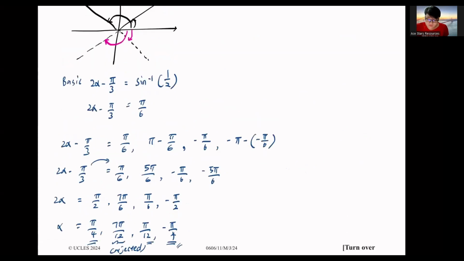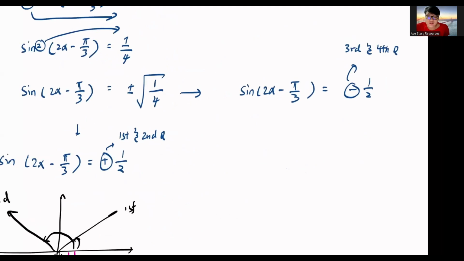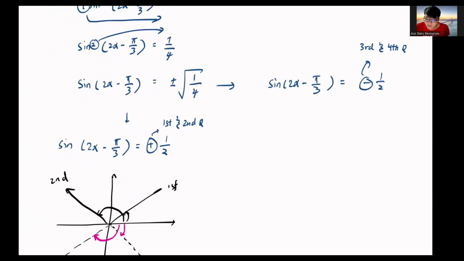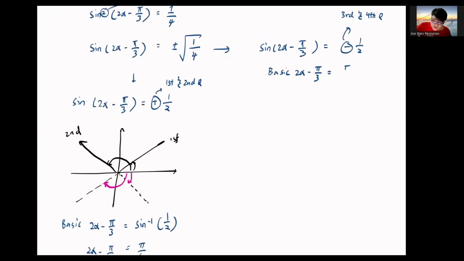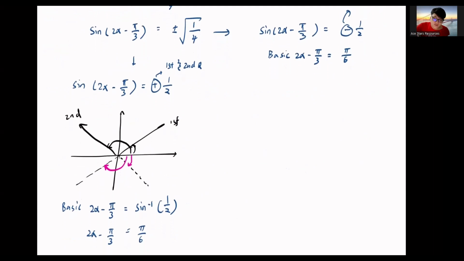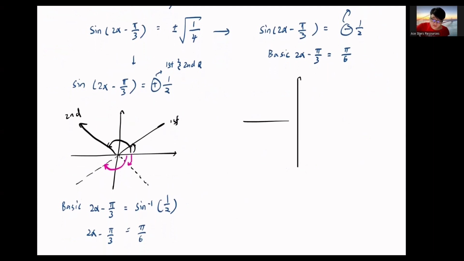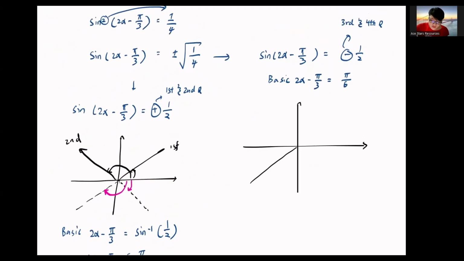But is that all? Of course not. We're gonna do the same for the third and fourth quadrant as well. So again, the basic is not gonna change. The basic 2 alpha minus pi over 3, it's gonna be pi over 6, right? Pi over 6. But this time around, we're gonna play with the third and the fourth quadrant, meaning the third and the fourth quadrant here. So rotate here and all the way here.